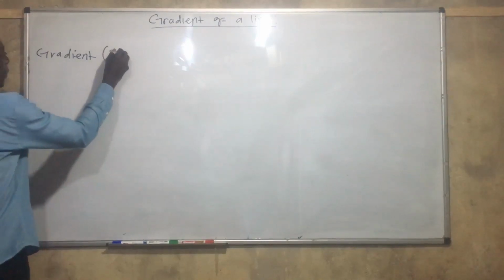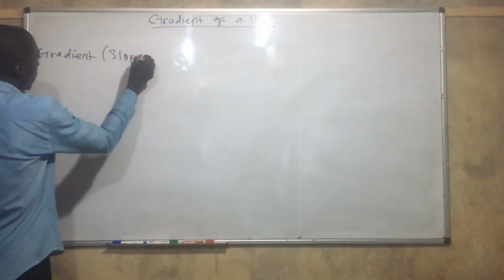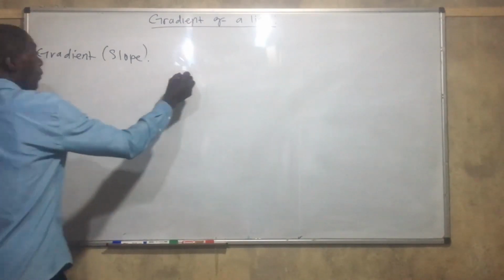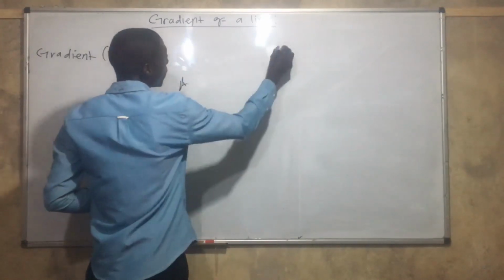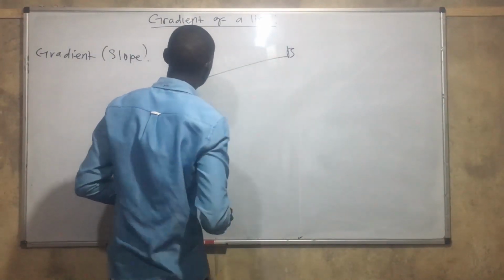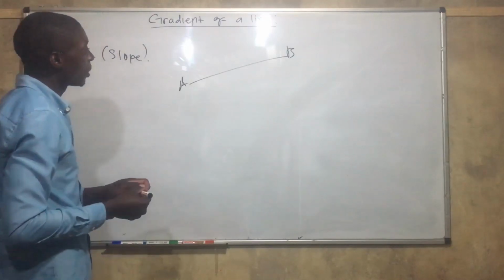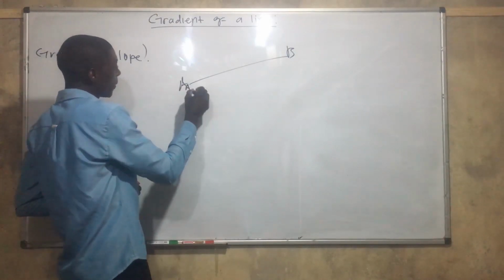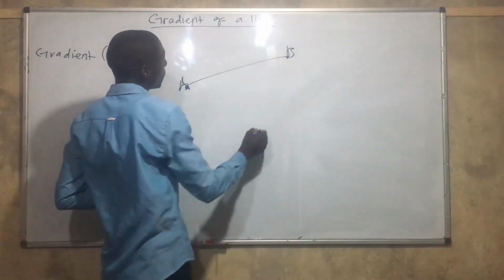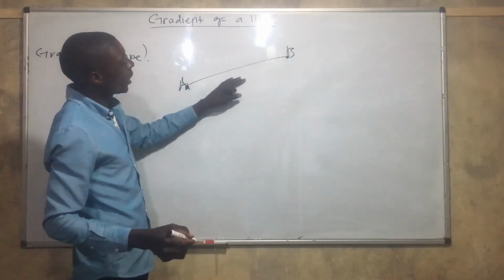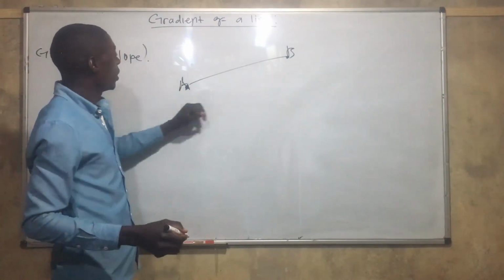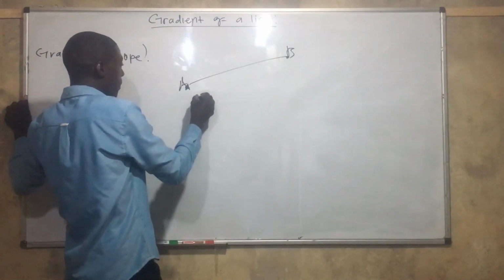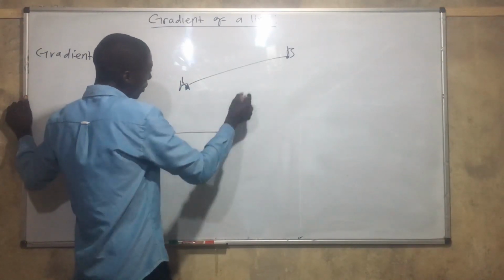is just the slope of the line. So for example, if we have line AB, a line like that, then we are told to find the gradient. For us to find the gradient, it means we have to have points at point A and point B. So we are trying to find the slope of this line. If this line is drawn on a Cartesian plane, it means we are looking for the steps in the horizontal and steps in the vertical.